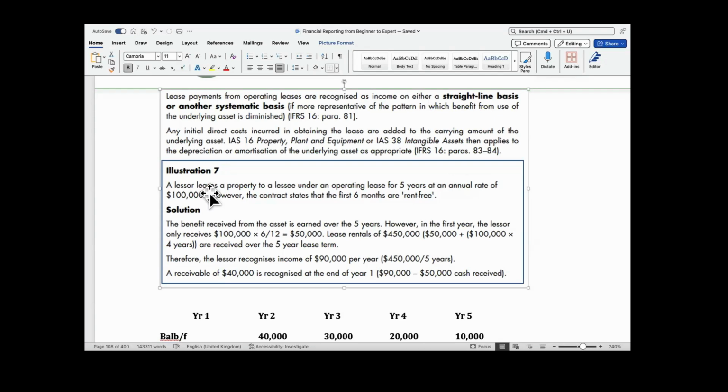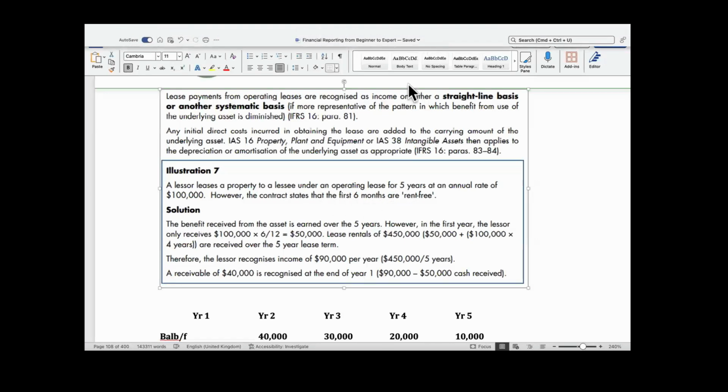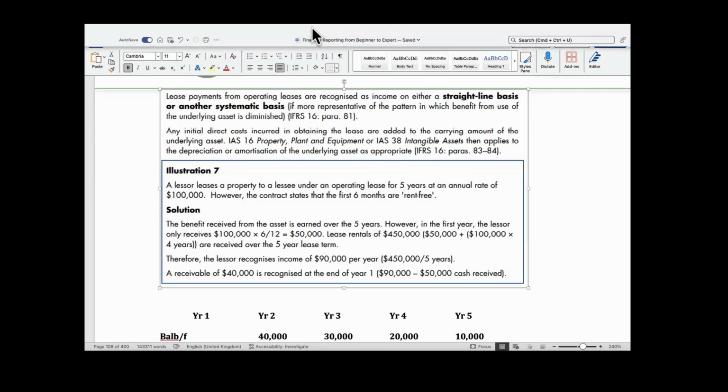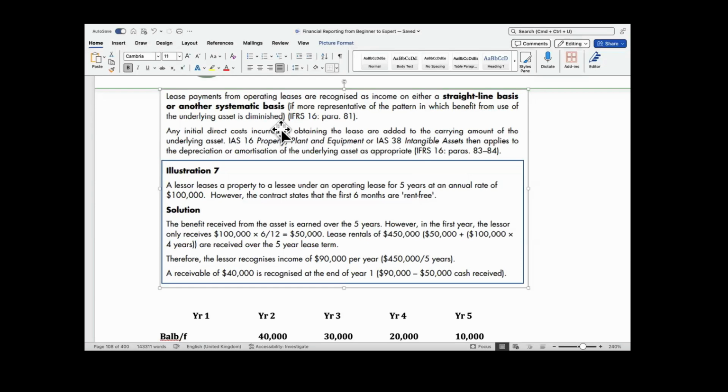just to be sure that you understand the principle. And they say that, however, the contract states that the first 6 months are rent-free. Which goes to show that in the first year, the lessor will only collect 50,000. Since the first 6 months is rent-free, he will only collect 50,000. Then in subsequent years, he will be collecting 100,000.